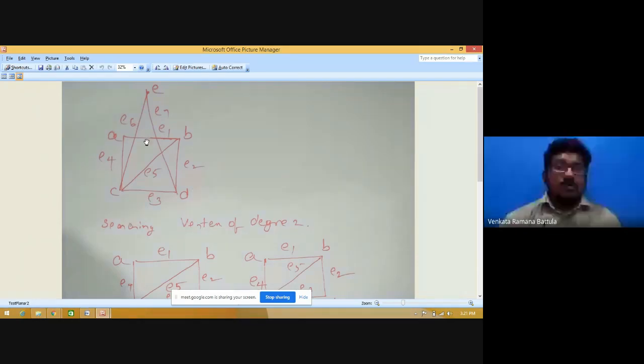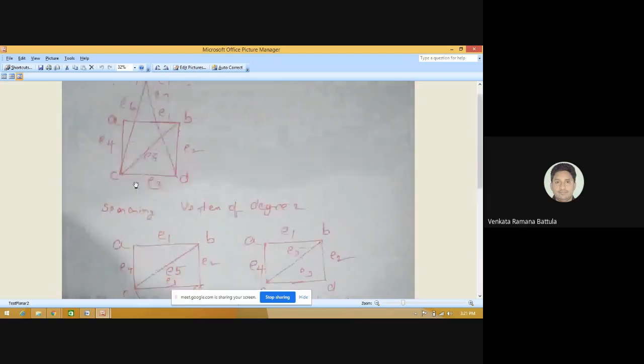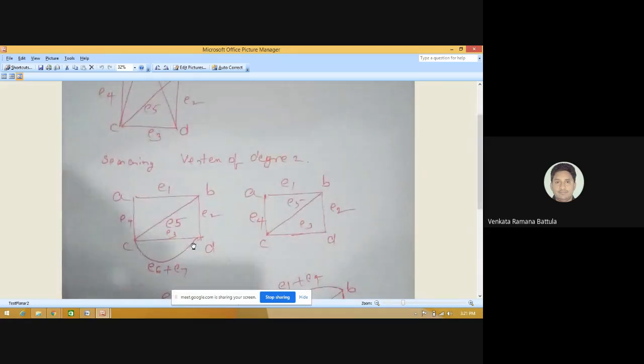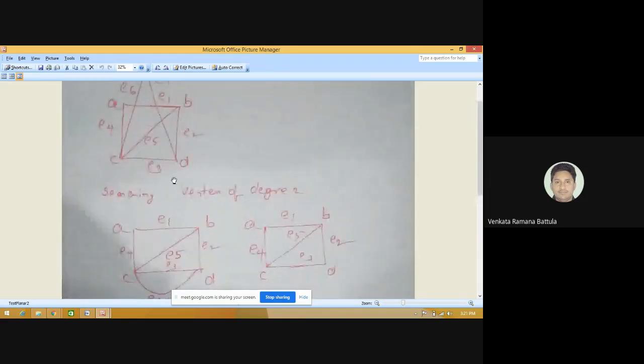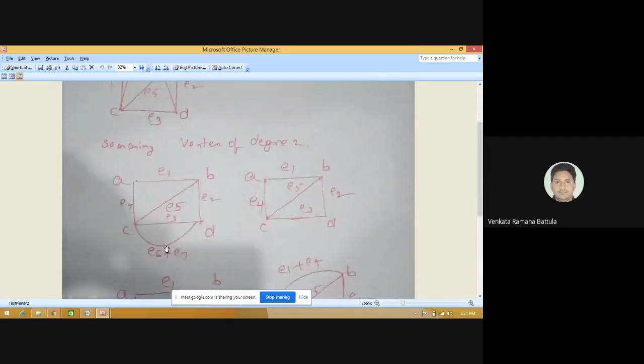Simply, we can take the subdivision. So then what happened? E6 plus E7 is the total length. Now the graph is this. So this is the parallel edge, and we need to remove the parallel edge. After removing the parallel edge, we get this graph.